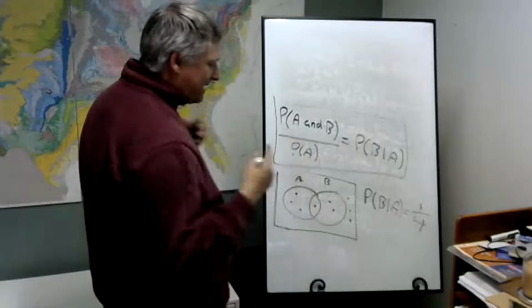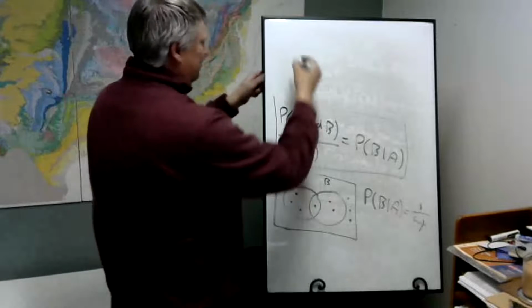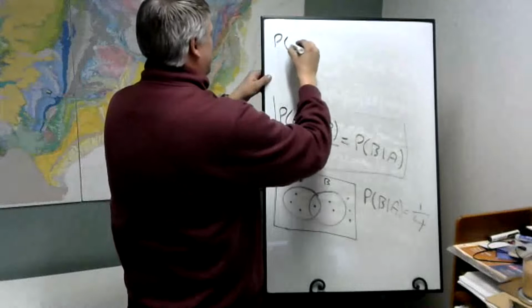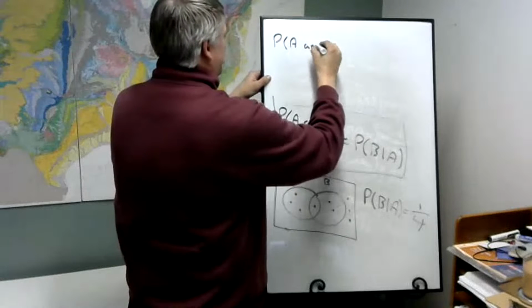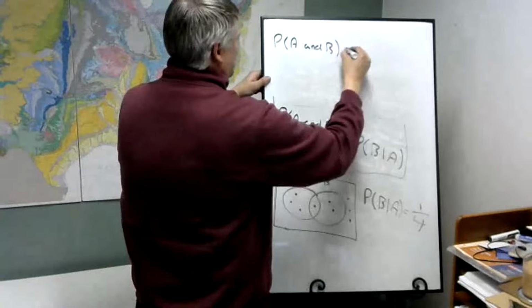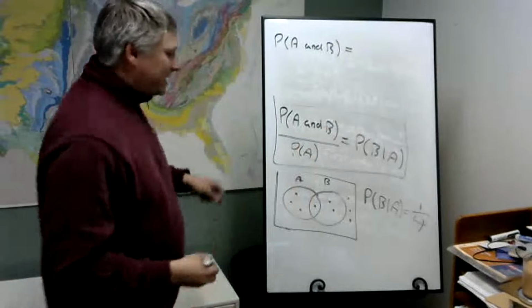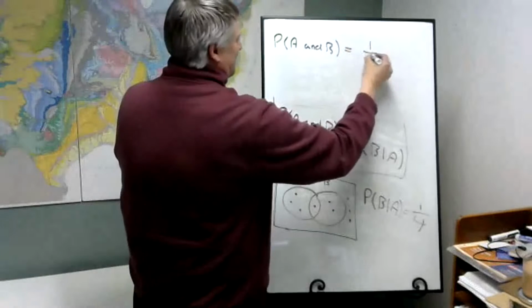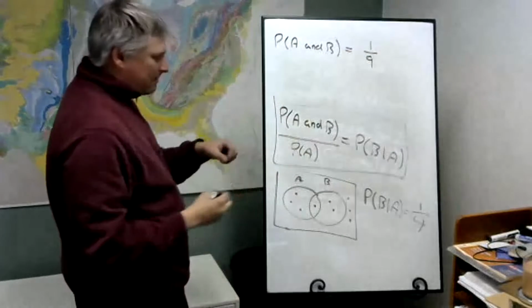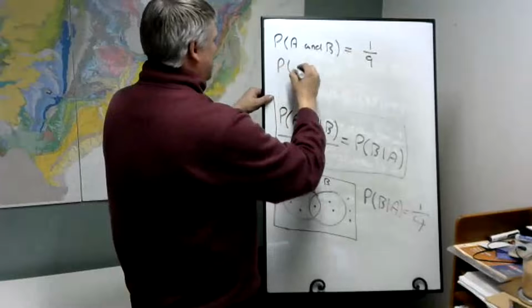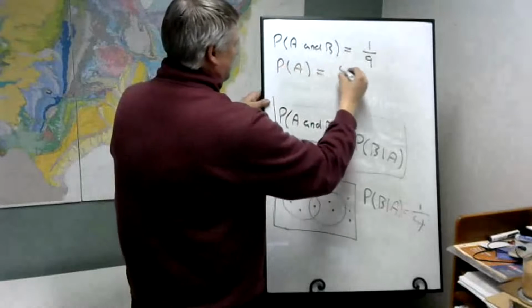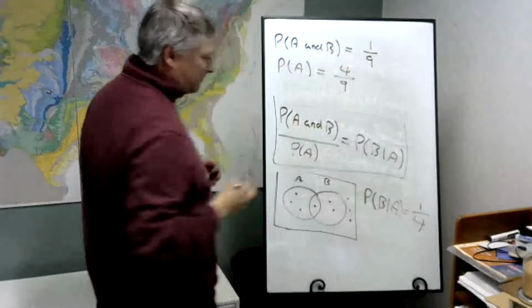So what this says is the probability of A and B. So these are outcomes that are in both A and B. Well, there's only 1 out of the 9. So there we go. Probability of A, how many outcomes are in A? It's going to be 4/9.